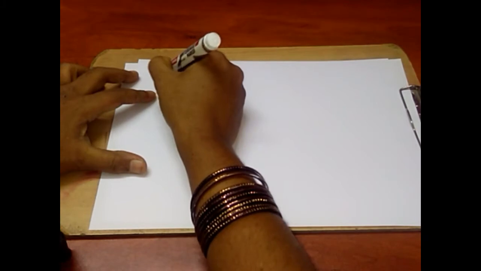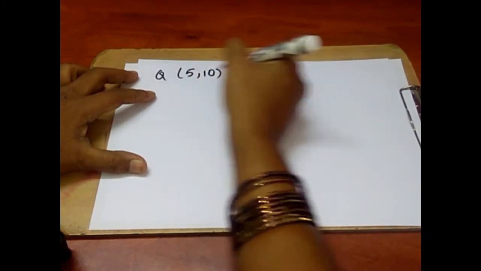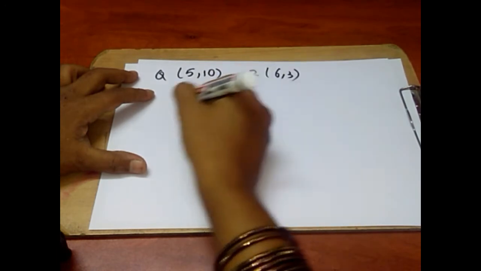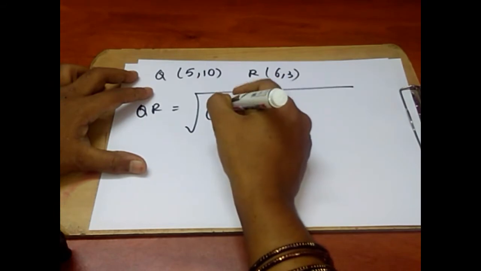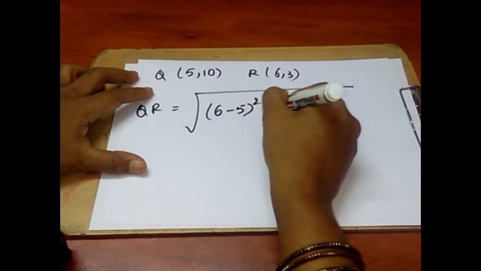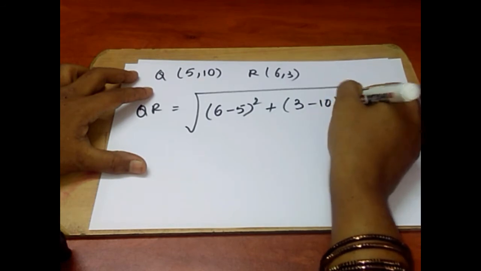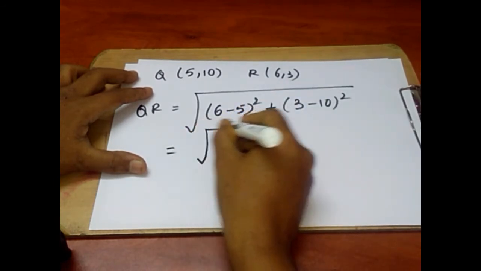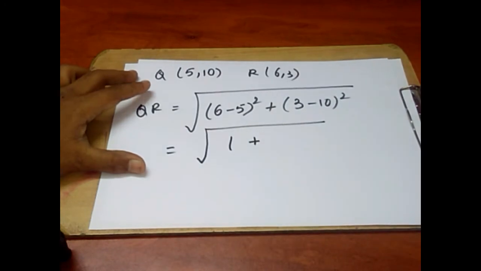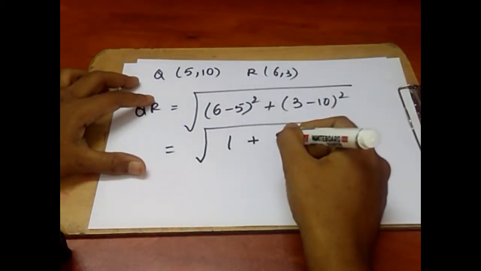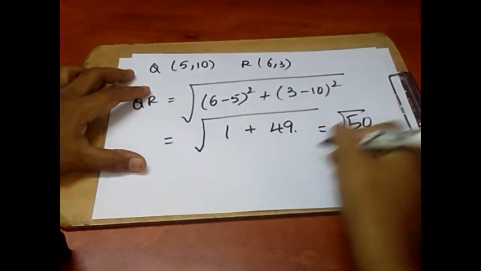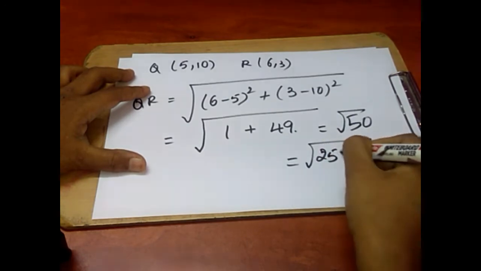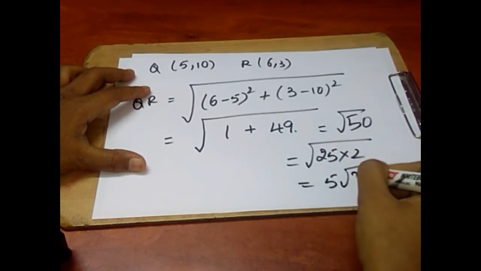We need to calculate the measure of QR. Q is 5,10. R is 6,3. Hence, the length of QR is equal to square root of x2 minus x1 whole square plus y2 minus y1 whole square. 6 minus 5 is 1. 1 square is 1. 3 minus 10 is minus 7. Minus 7 whole square is 49. This is equal to root 50. It can be written as 25 root 2. That is 5 root 2.